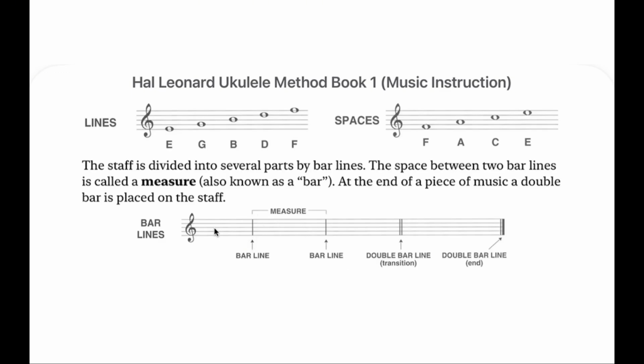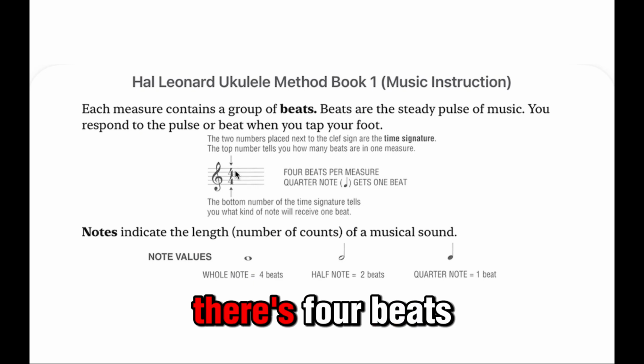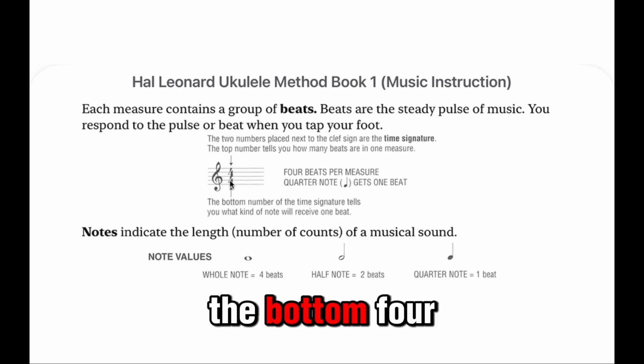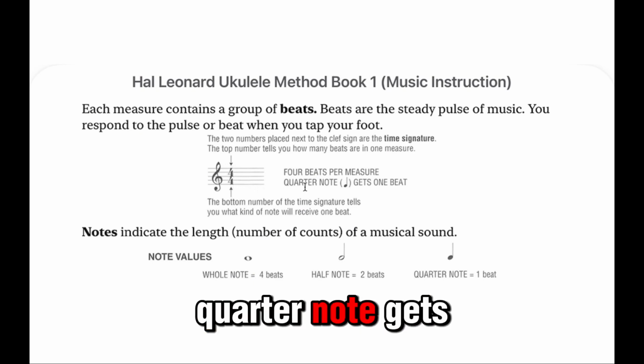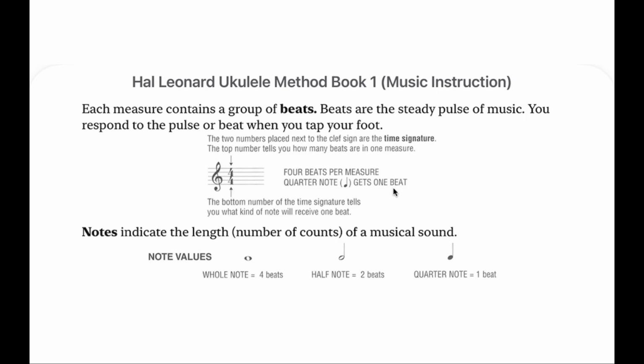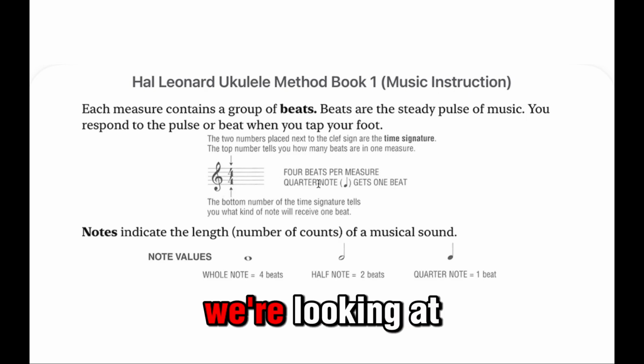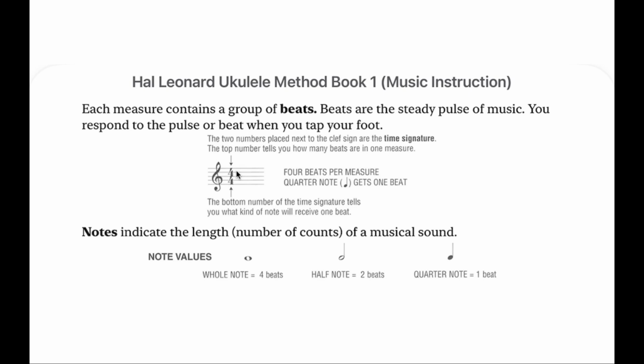These little spaces, remember this? The measures. So this 4 here is going to tell us there's 4 beats per measure. The bottom 4 just simply tells us that the quarter note gets 1 beat. And that's not too important right now. The main number we're looking at is that top 4. We'll get to the quarter note eventually, but right now it's not that important.